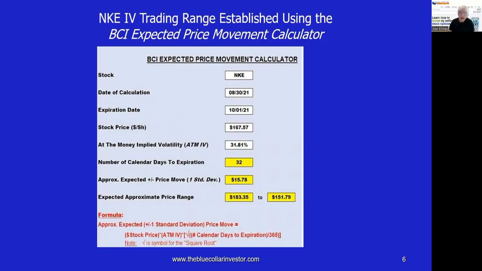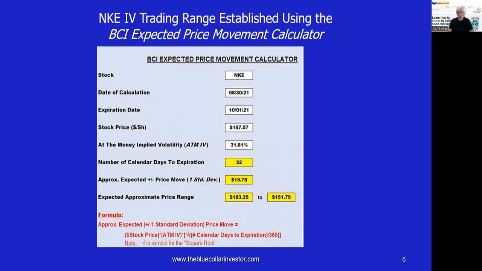First, the ticker symbol, NKE in this case, the date of the calculation, and I created this screenshot on 8/30/21, the expiration date of the options contract, which was 10/1/21, so about a monthly expiration. The price of Nike at the time was 167.57, and the at the money implied volatility 31.81%. That's all you do.